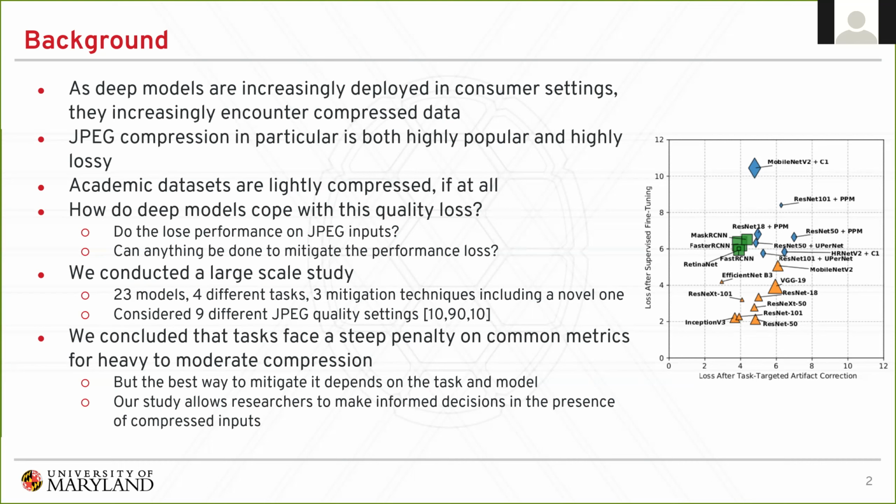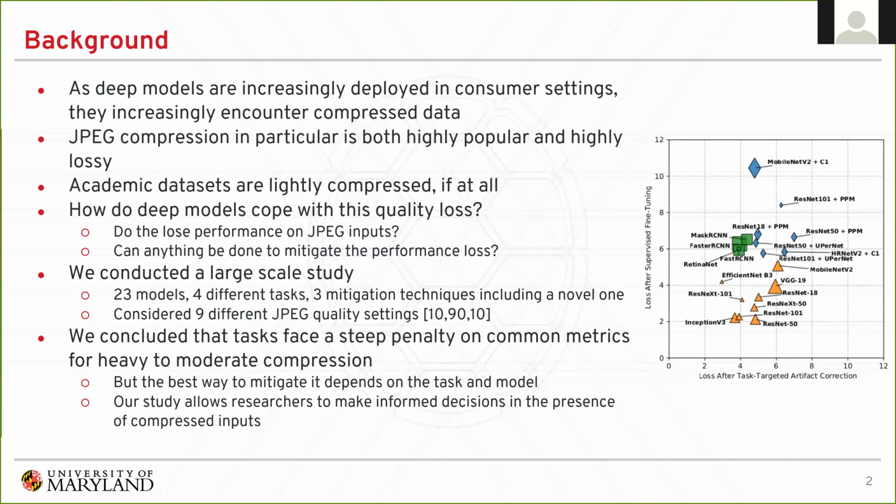So we conducted this pretty large study. This was a pretty massive undertaking. We took 23 models, 4 different tasks, and 3 potential mitigation techniques. These are techniques that people might be likely to employ in a real setting. And we considered them all over 9 different JPEG quality settings. So anyone who's saved a JPEG before, a little slider will pop up 0 to 100. So we just do 10 to 90 in steps of 10.